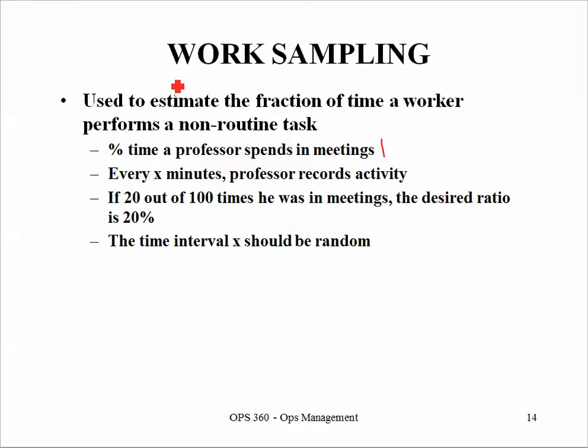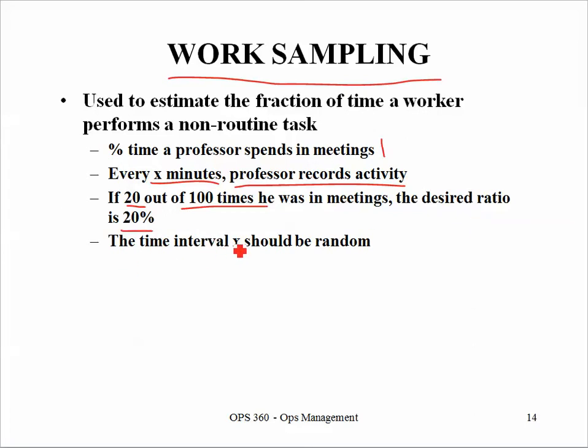What we can do is apply a technique called work sampling. So you give the professor an alarm clock, basically, and every X minutes, you have to determine what X is based on how many observations you think you need, the alarm goes off. X is a random variable, so it's not a fixed interval, it's a random interval. And the alarm goes off, the professor writes down exactly what he or she is doing. So if the alarm goes off 100 times during the week, and 20 out of those 100 times the professor was in meetings, then you say that the percentage of time the professor spends in meetings is 20%.